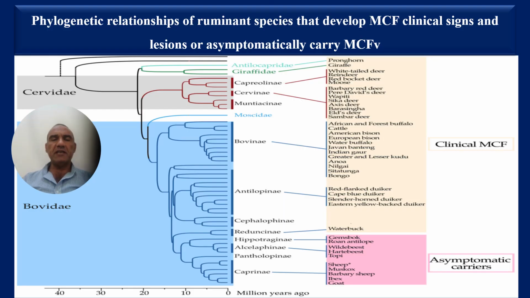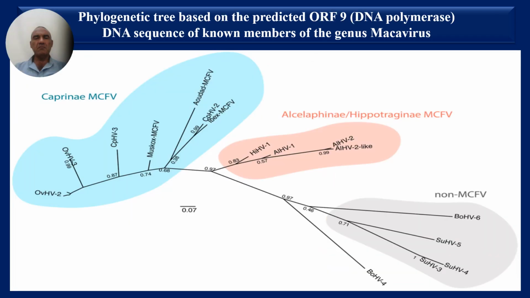This is a phylogenetic relationship of ruminant species that develop malignant catarrhal fever clinical signs and lesions or asymptomatically carry the malignant catarrhal fever virus. The upper part is clinically infected with malignant catarrhal fever. The other is asymptomatic carriers of malignant catarrhal fever virus. Phylogenetic tree based on the predicted ORF9 DNA polymerase DNA sequence of known members of the genus Macavirus.